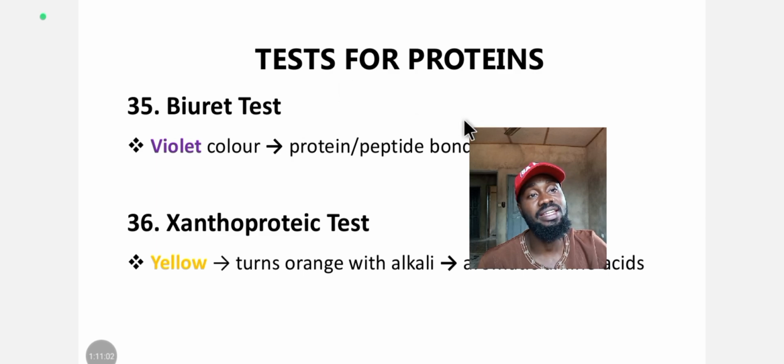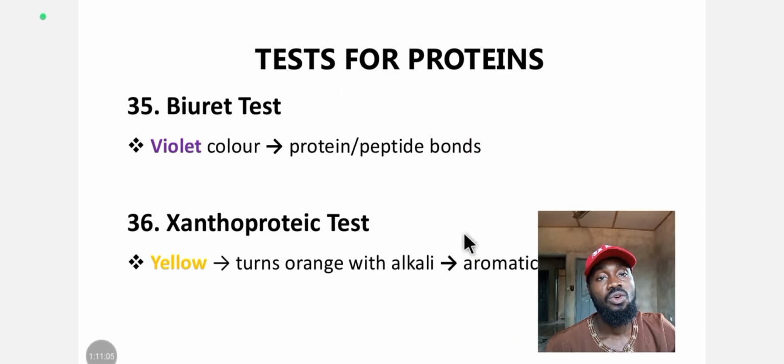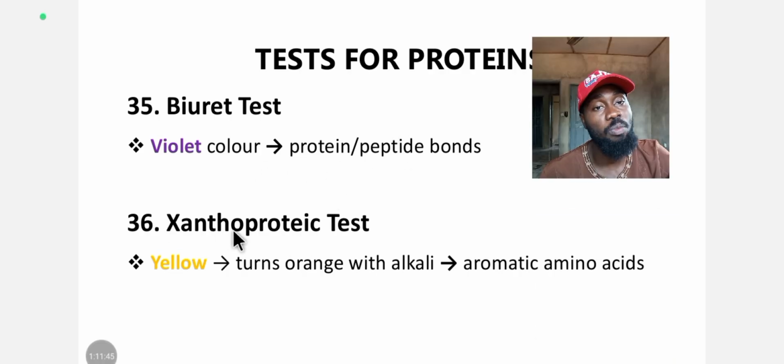The next test we have here is the test for proteins. For the test for proteins, we use the Biuret test, and on observation, the violet color of the solution gives us the indication that protein or peptide bond is present. So when the solution turns violet when you add it to the suspected solution, that confirms the presence of protein or peptide bond.